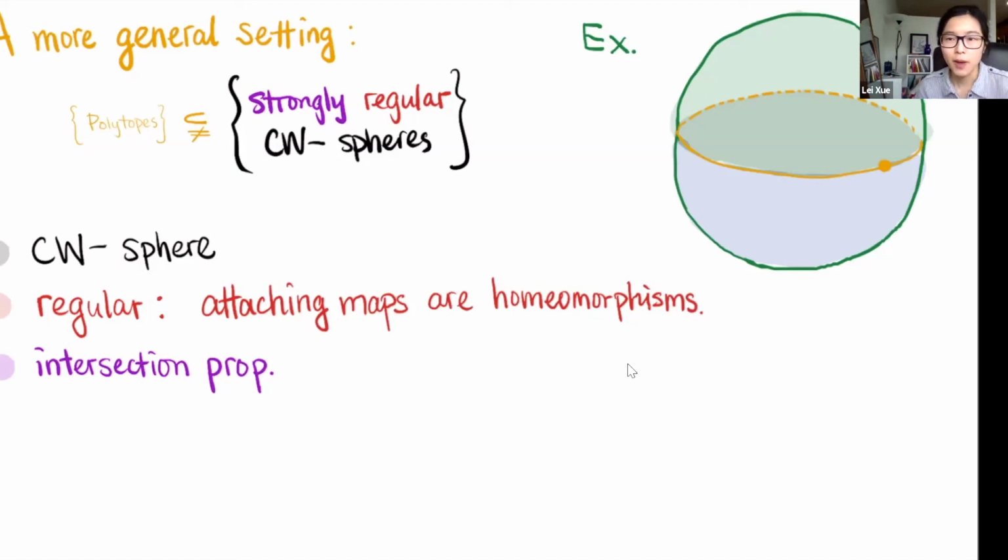So now look back to this example. Remember how we glue the 2 endpoints of the line segment together to one point to get this equator, this circle over here? That's not a homeomorphism, right? The attaching map there was from 2 points to 1 point. So that will make this example a non-regular CW sphere. But if I add one more vertex here, all of a sudden it's all right. This one with 2 vertices will be a regular one.